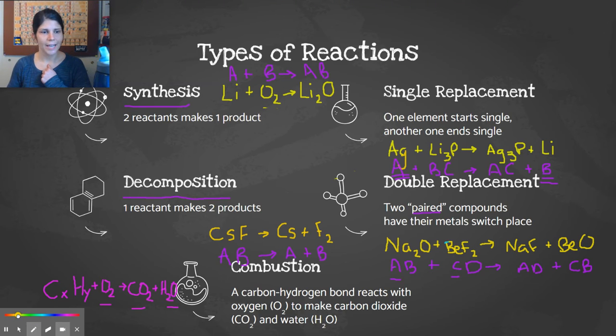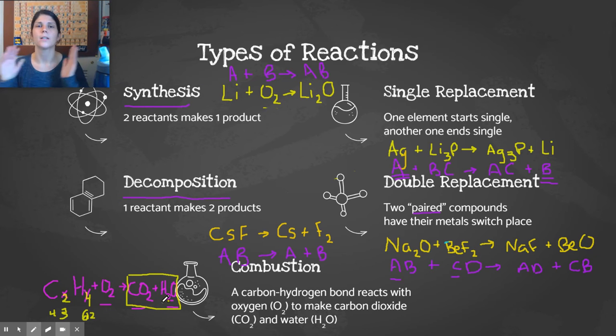What can change is the x and y here. So this could be like C2H4 or C3H6 or C4H12. It's a carbon-hydrogen bond. It's always going to react with oxygen, and it will always make CO2 and H2O. Combustion reactions are pretty easy to identify because they're the only ones that always make CO2 and H2O. And as I said, combustion reactions power you and our lives. So another really common product of combustion reactions is energy. And they do.